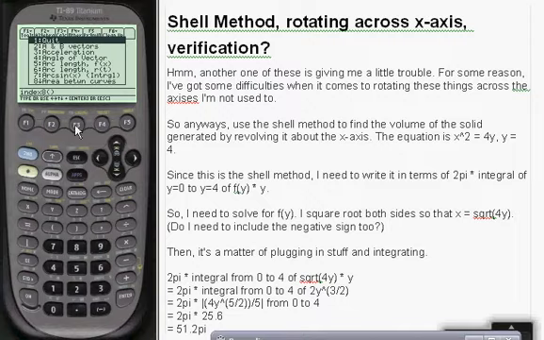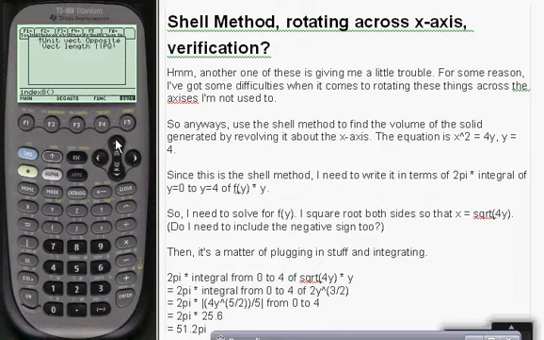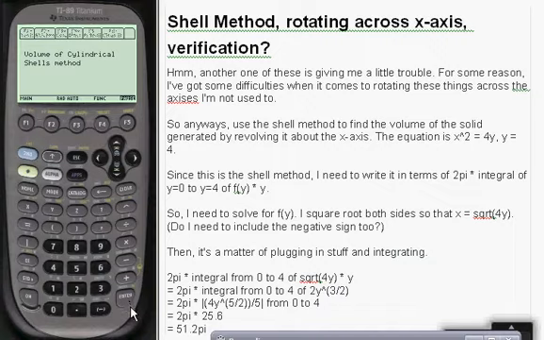So let's do it. We're going to go index 8 to get to my menu, and I'm going to go up here because we need to go to the bottom of the alphabet and get to the shell method, because that's what it asks for. There's shell method. Now this is around the x-axis, so that's the horizontal axis.